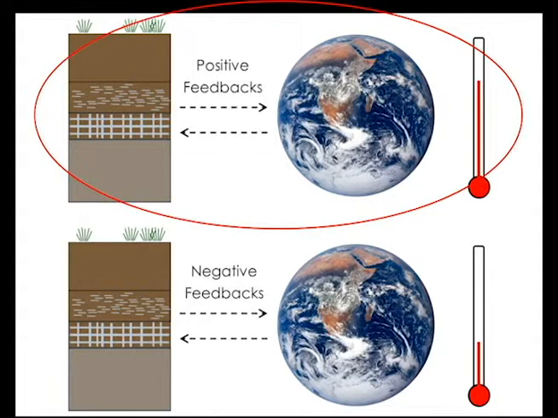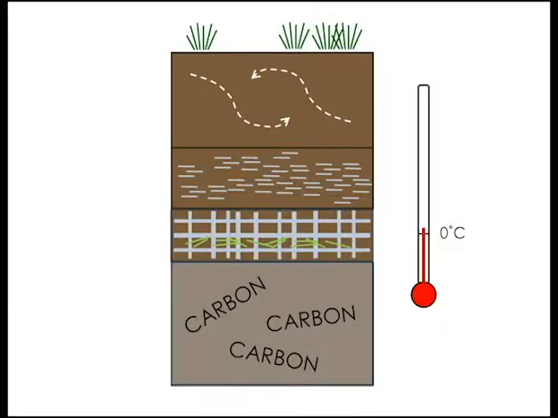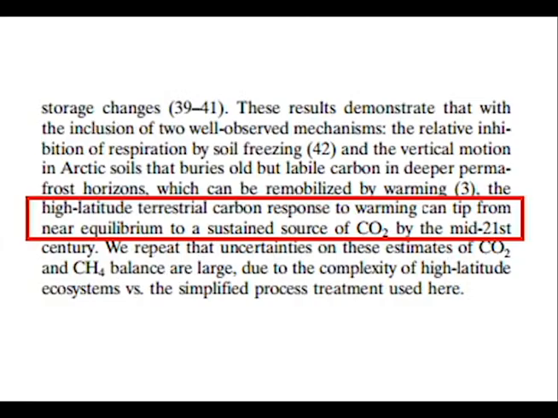Recent studies within the past 10 or 20 years are telling us that there's more carbon than we thought stored in permafrost soils. That's partly because our soil samples have been too shallow to capture the old carbon buried deep in permafrost from intense mixing over long time spans. And many positive feedbacks have only recently been figured out. Some are still being quantified and incorporated into models. One study that compared models with different feedback suggested that the high-latitude terrestrial carbon response to warming can tip from near equilibrium to a sustained source of carbon dioxide by the mid-21st century.